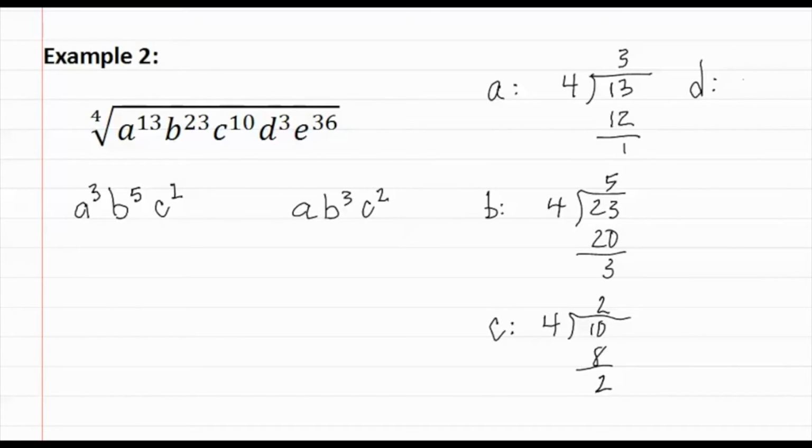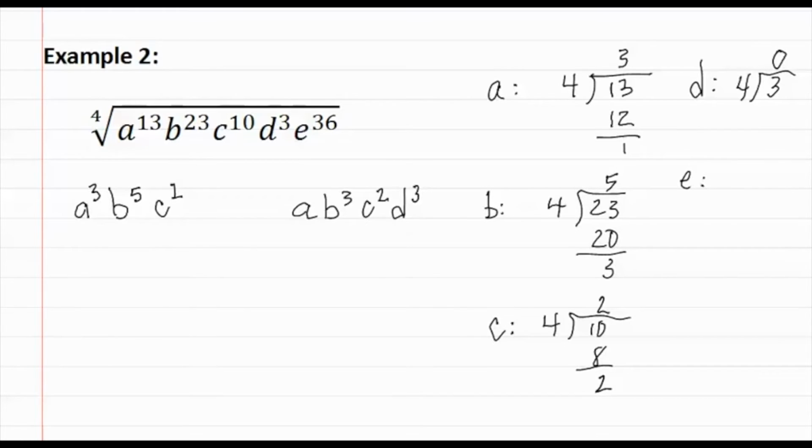Next, for D, we have 3. We see how many times does 4 go into 3, which is no times. This means that all of the D's stay inside, as there was not enough to make a whole number and have it come out.